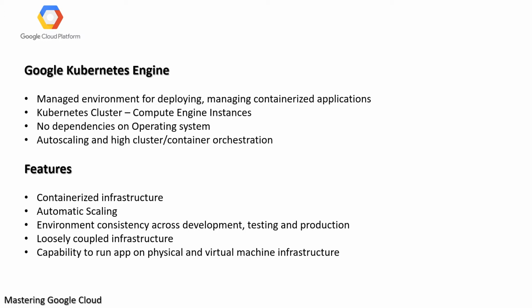Some of the key features are it provides containerized infrastructure, supports automatic scaling, and provides consistency across development, test, and production environments. It supports loosely coupled infrastructure where each component can act as a separate unit. One of the key components of Kubernetes is it can run applications on clusters of physical and virtual machines. And also it has the capability to run the application on the cloud.